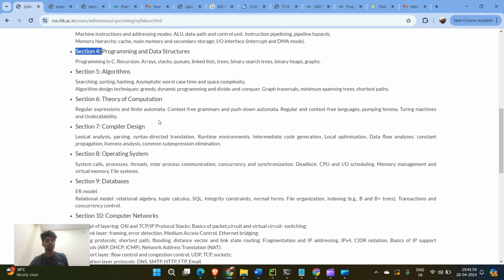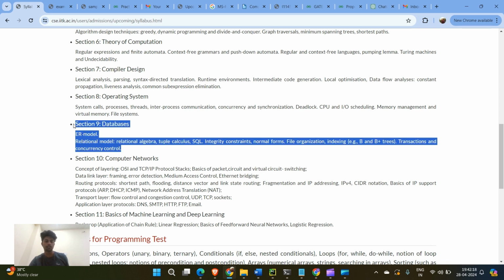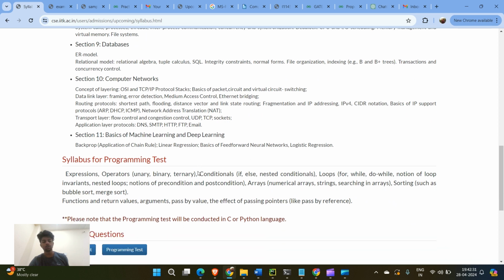Compiler is new to me. Operating systems I know the basics, but these concepts are definitely new to me. Theory of computation is completely new to me. Databases I know, which I already covered in my GATE preparation for the DA, data science and artificial intelligence paper. This one I studied in my BTech for a certain time. But most of the topics are kind of new to me. Machine learning and deep learning, okay, I can do that.